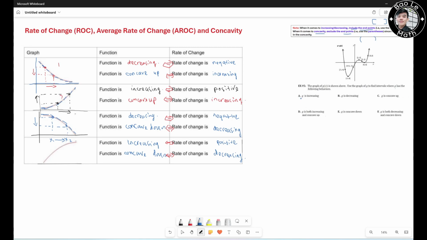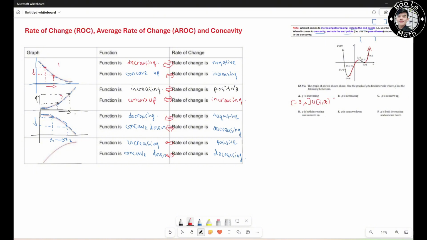So, question A right here. The function g is increasing. We look at the table on the left right here. Okay, we know that the function is increasing from here to here and from here to here. Okay, so the answer must be bracket negative 3 and 2, union, bracket 4, infinity.